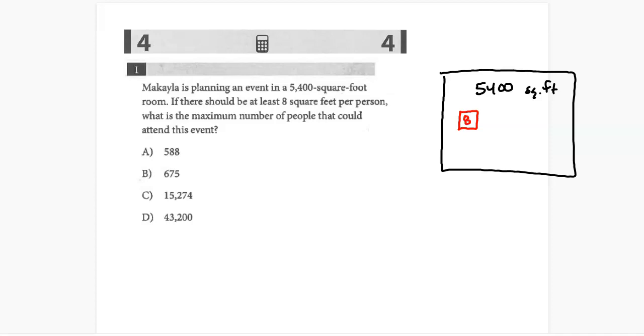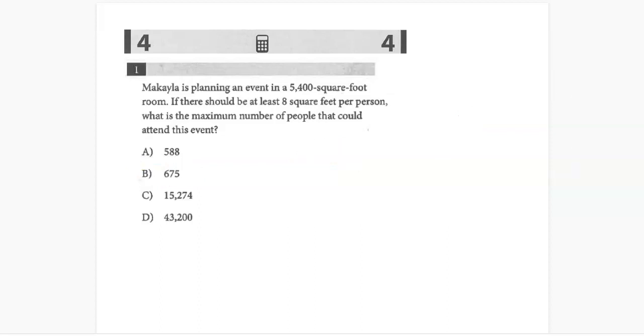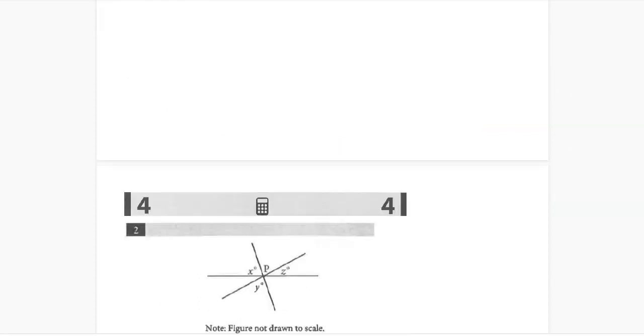So this is just a division problem. You're going to do 5,400 divided by 8 square feet. Correct answer is B, 675. All right, moving on down, number 2.